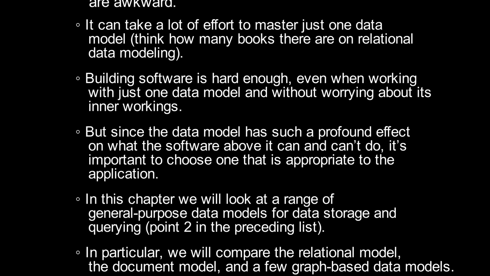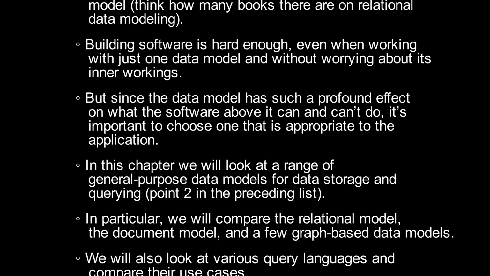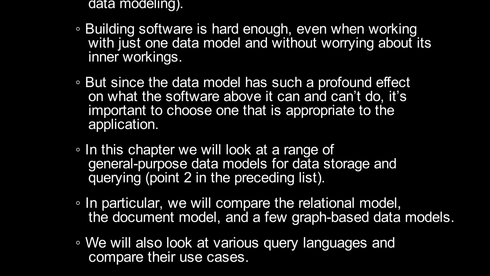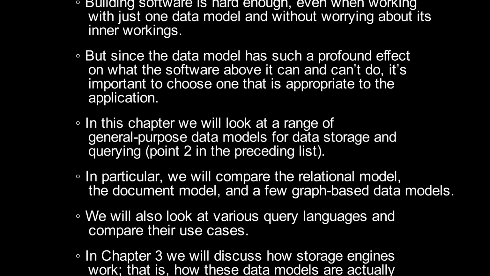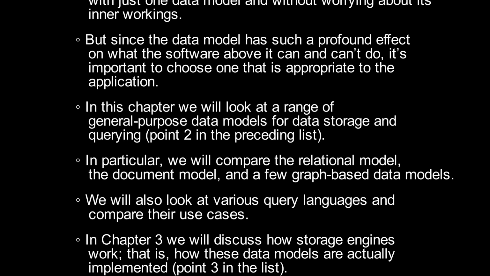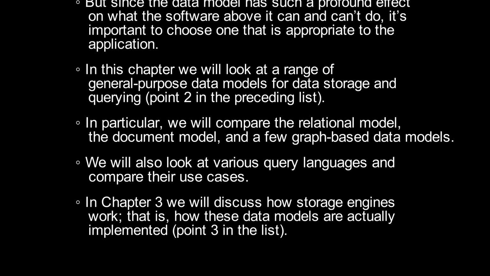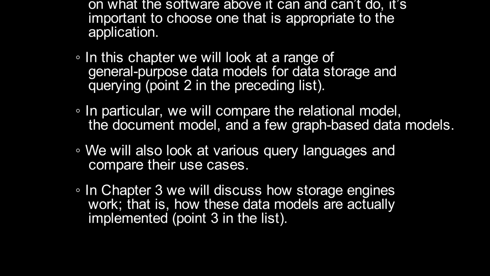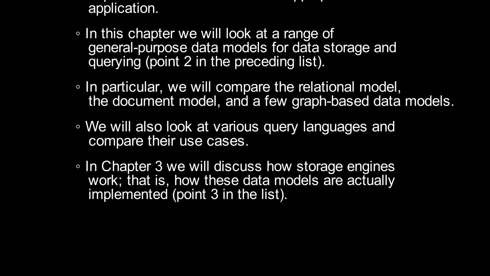In this chapter, we will look at a range of general-purpose data models for data storage and querying (point 2 in the preceding list). In particular, we will compare the relational model, the document model, and a few graph-based data models. We will also look at various query languages and compare their use cases. In Chapter 3, we will discuss how storage engines work, that is, how these data models are actually implemented (point 3 in the list).